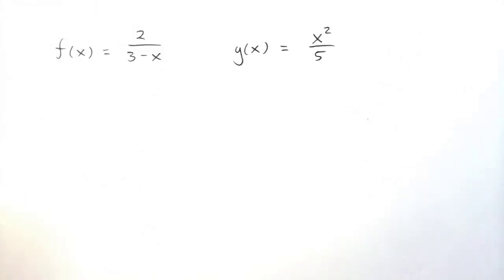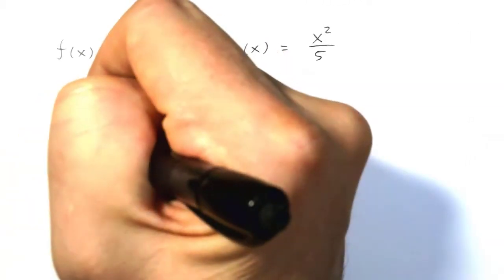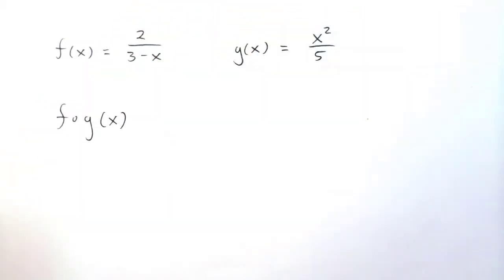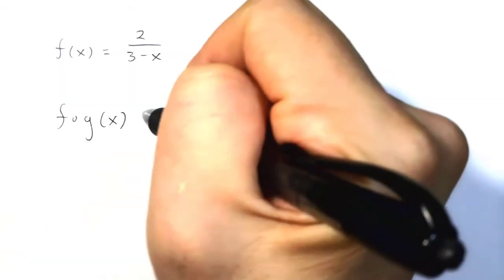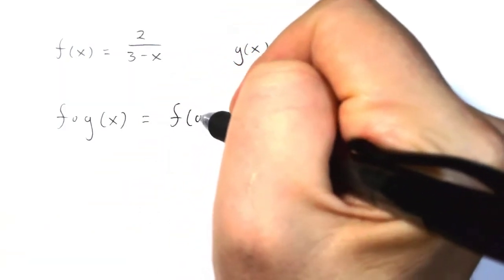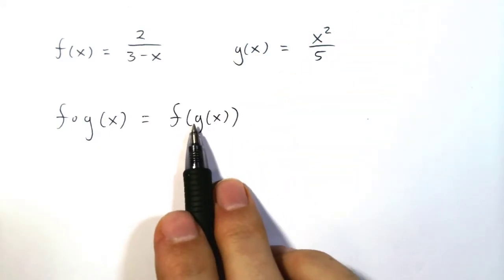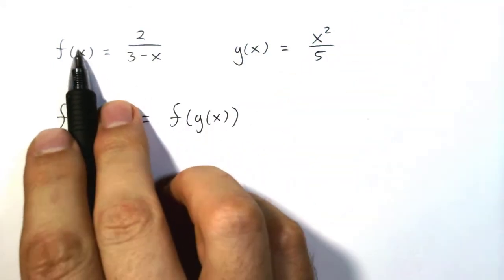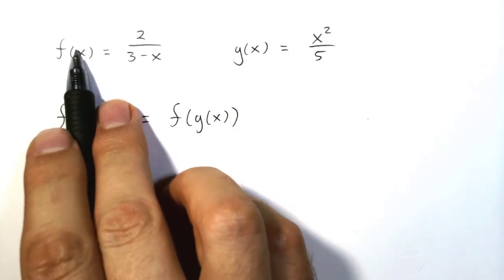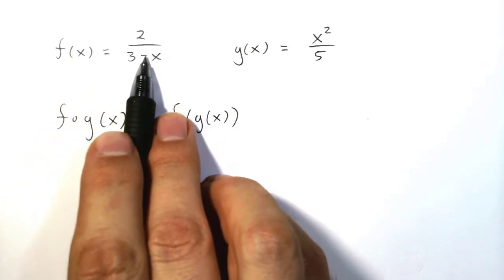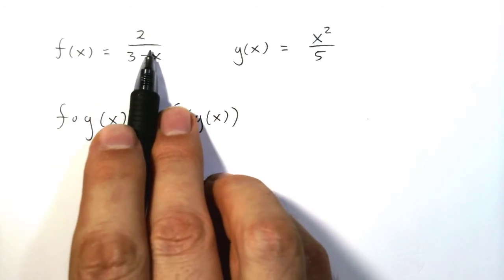Okay, here's a couple functions. Let's practice doing some function compositions. Let's compute f of g of x. Okay, well, how would we do that? Well, we know that that is f evaluated at g of x. What that means is I'm plugging g of x in place of x here. See, I'm putting it in place of the x. There is now a g of x. So everywhere I see an x over here, I'm going to put a g of x.